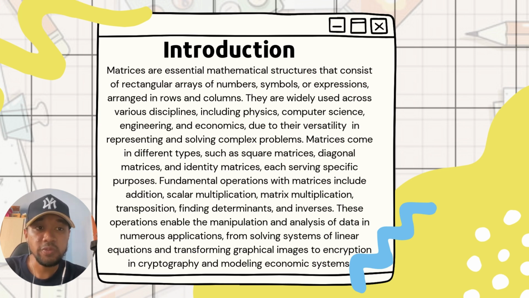Matrices come in different types such as square matrix, diagonal matrix, and identity matrix, each serving a specific purpose. Fundamental operations with matrices include addition, scalar multiplication, matrix multiplication, transposition, and finding determinants and inverses. These operations enable the manipulation and analysis of data in numerous applications, from solving systems of linear equations and transforming graphical images to encryption in cryptography and modeling economic systems.